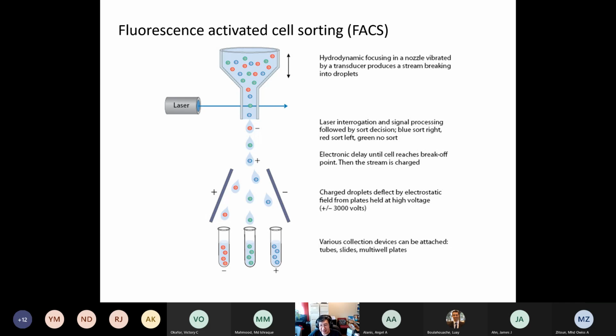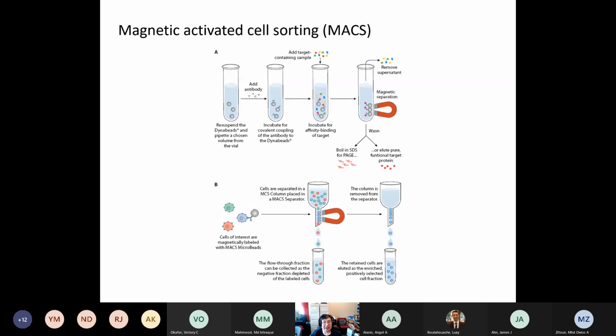And now you have a high degree of enrichment of the stem cells. And this is, I would say, the most used way of getting stem cells collected and isolated. And on this slide, we have another technique.